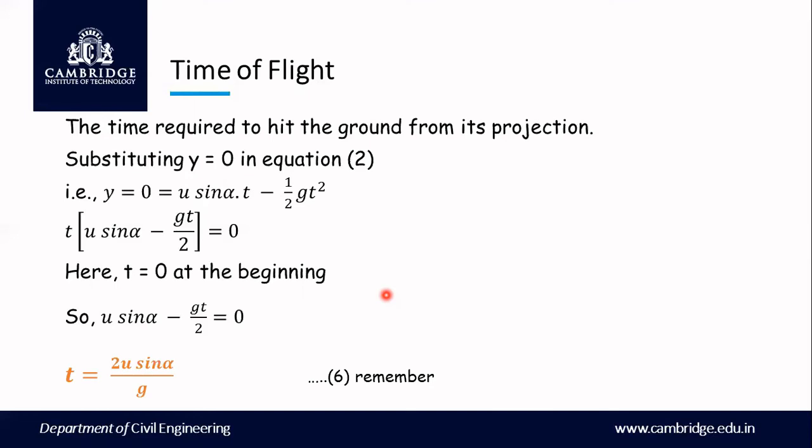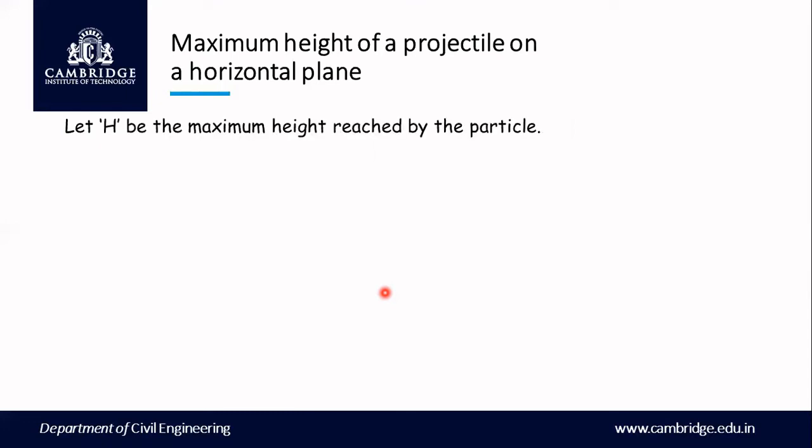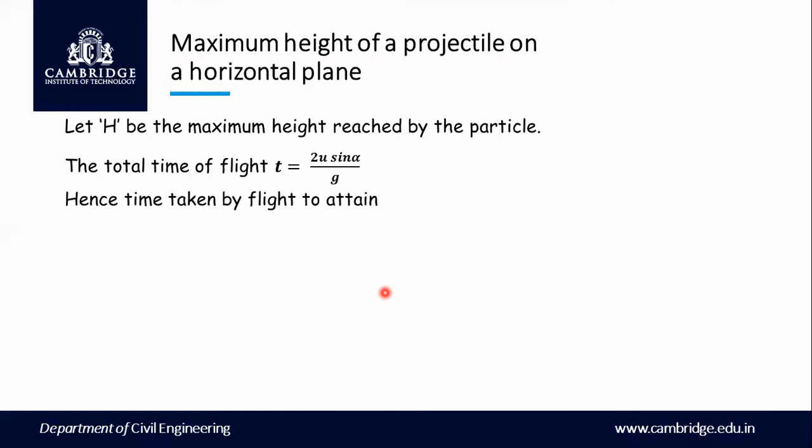So first we saw the equation of the path of projectile, then we saw the range of the projectile, and third one we saw the time of flight. And the fourth one will be calculating the maximum height of the projectile on a horizontal plane. So let h be the maximum height reached by the particle. The total time of flight, that is t is equal to 2u sine alpha by g, that we just derived. Hence, time taken by flight to attain maximum height is t by 2.